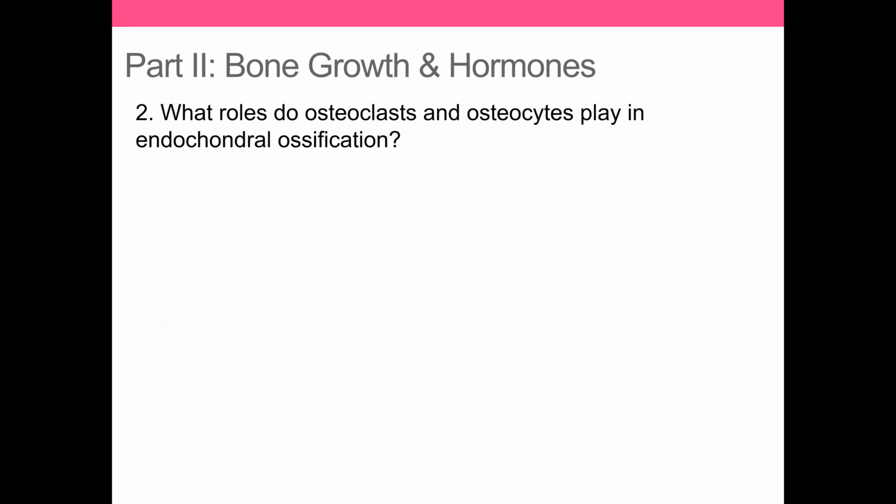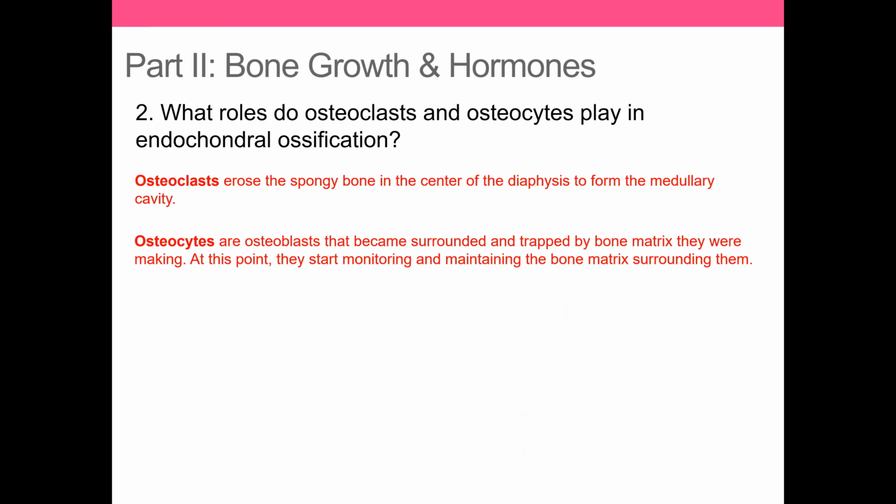Number 2, what roles do osteoclasts and osteocytes play in endochondral ossification? Well, if you remember, we mentioned the osteoclasts already. They erode the spongy bone in the center of the diaphysis to form the medullary cavity. And then we've talked about this earlier in chapter 6.